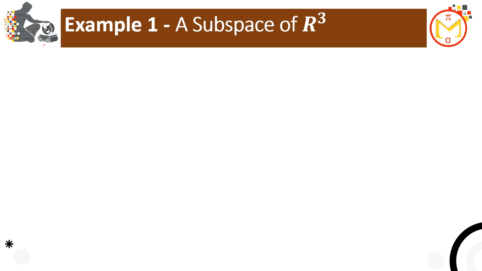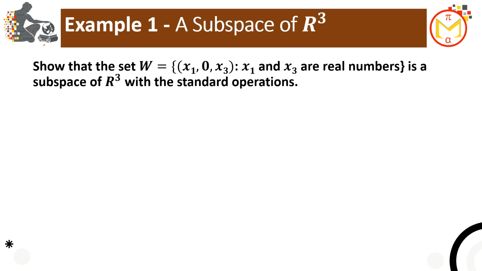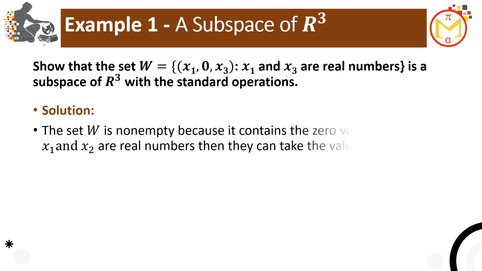Let's have some examples here. Show that the set W = (x sub 1, 0, x sub 3), where x sub 1 and x sub 3 are real numbers, is a subspace of R cubed with the standard operations of addition and scalar multiplication. Our solution: the set W is non-empty because it contains a zero vector.